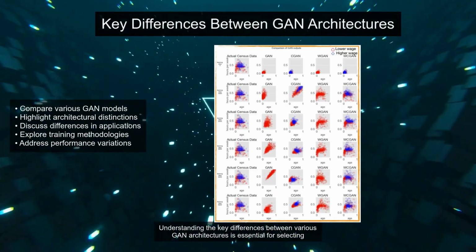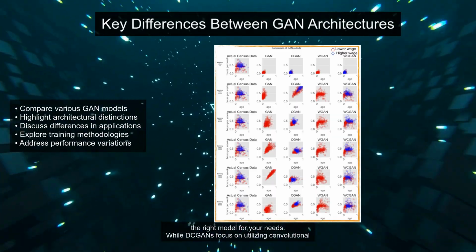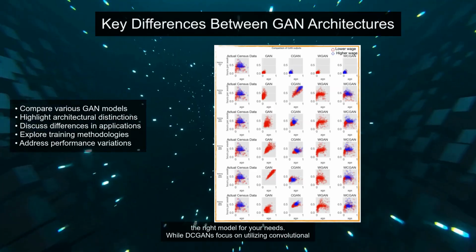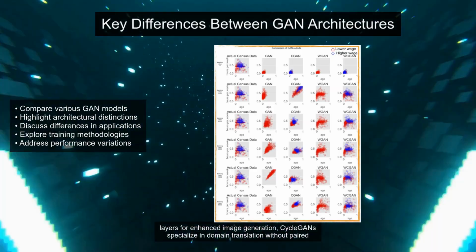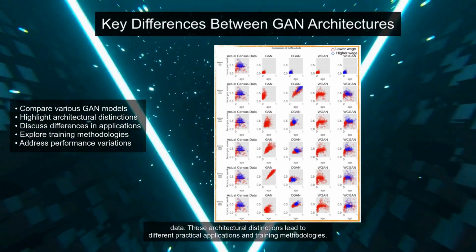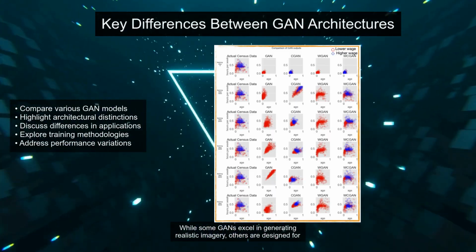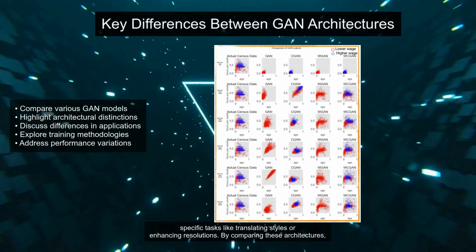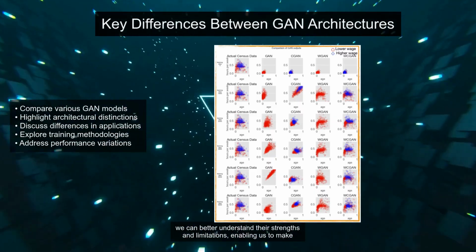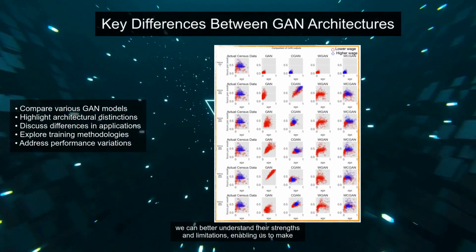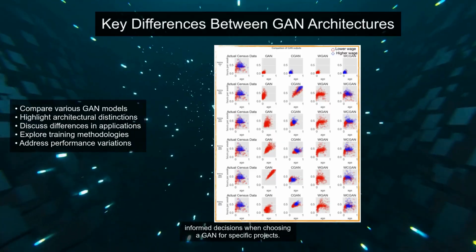Understanding the key differences between various GAN architectures is essential for selecting the right model for your needs. While DCGANs focus on utilizing convolutional layers for enhanced image generation, CycleGANs specialize in domain translation without paired data. These architectural distinctions lead to different practical applications and training methodologies. While some GANs excel in generating realistic imagery, others are designed for specific tasks like translating styles or enhancing resolutions. By comparing these architectures, we can better understand their strengths and limitations, enabling us to make informed decisions when choosing a GAN for specific projects.